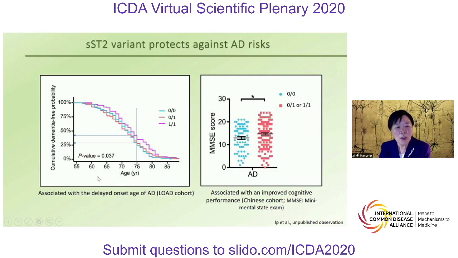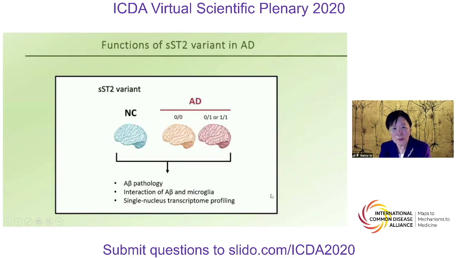So on the left panel, you can see that this particular SNP is associated with the delayed onset age of AD. So for individuals that carry 2 copies of this SNP, the onset of AD is delayed by 2.3 years, and the dementia-free probability is higher than individuals without this particular variant. Furthermore, it is associated with an improved cognitive performance as assessed by the MMSE score. So this particular genetic variant certainly seems to have a protective effect in individuals that carry the variant.